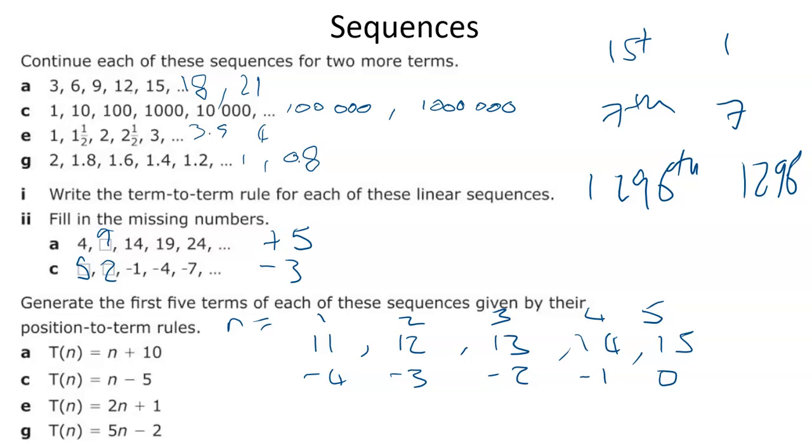And these more complicated ones, we still just substitute it in. If you want the first term, it's 2 times 1 plus 1. The second term, 2 times 2 plus 1. 3 times 2 plus 1. And so on and so forth.